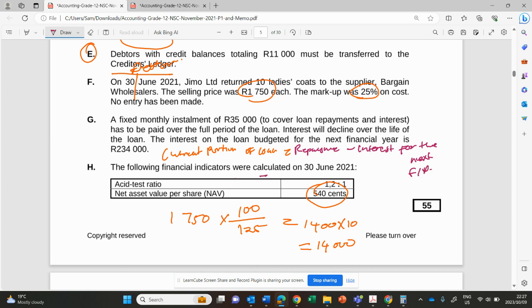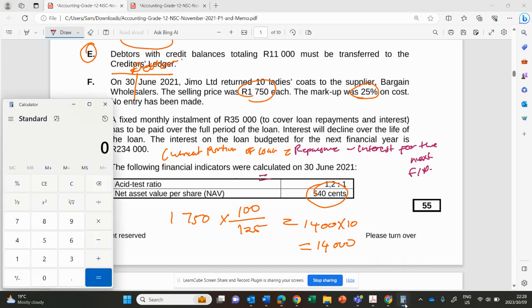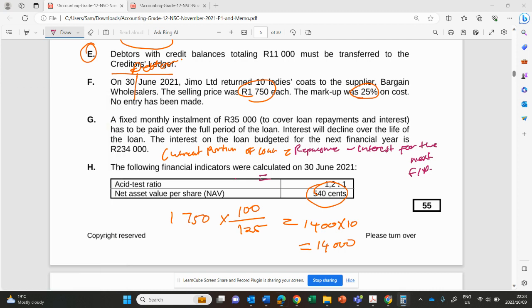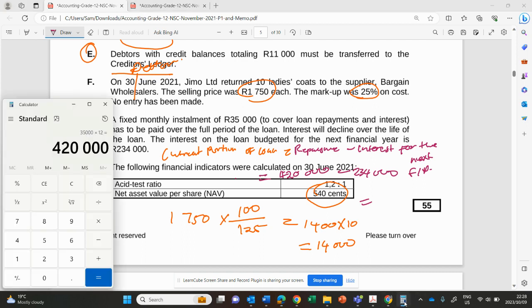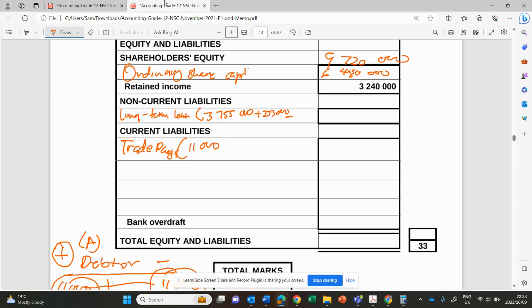So what is the repayment? The repayment is 35,000, but it's per month. This one is a monthly payment, so we don't want the monthly pay. We need the repayment for the whole year, which is 35,000 times 12, which is 420,000. Then minus interest for the next financial period, which is 234,000. So from there you get the current portion of loan. 420,000 minus 234,000 is 186,000. So 186,000 is the current portion of loan.